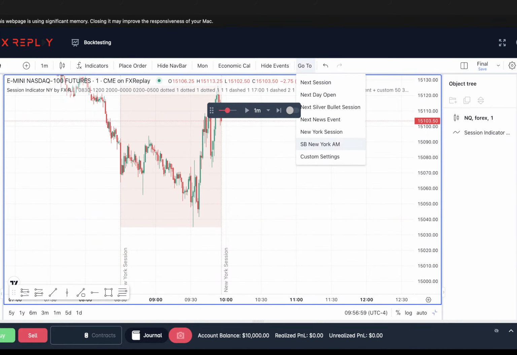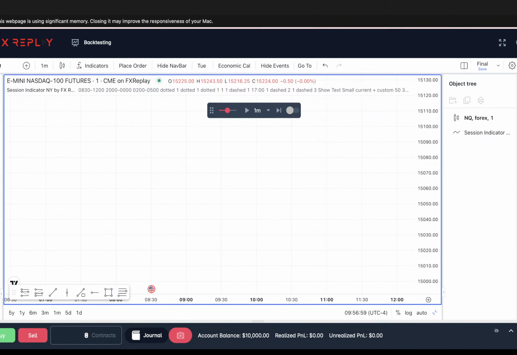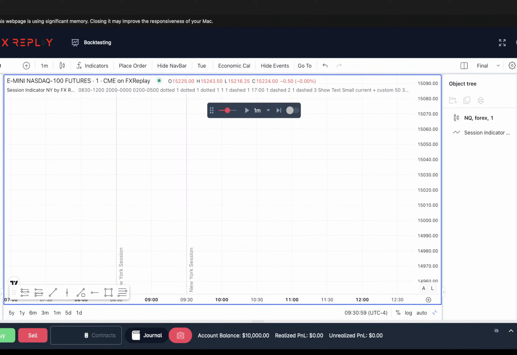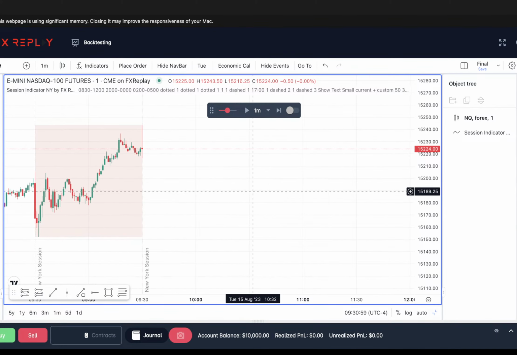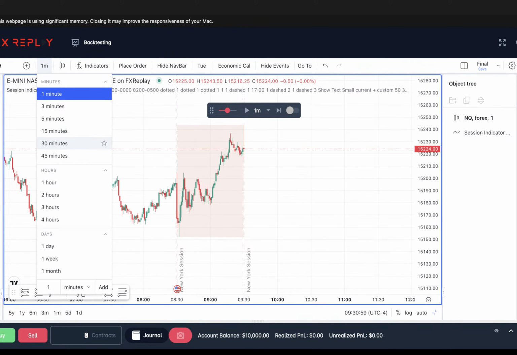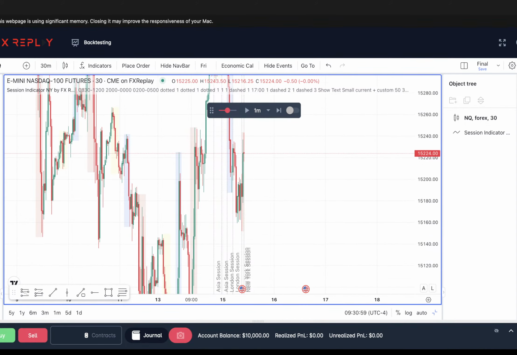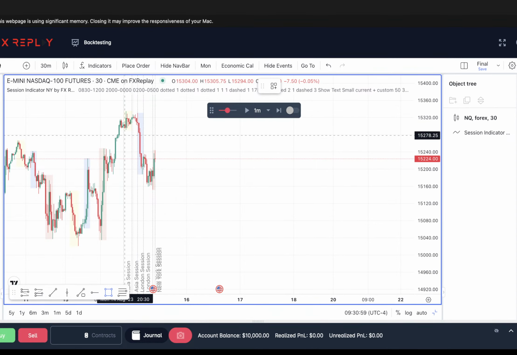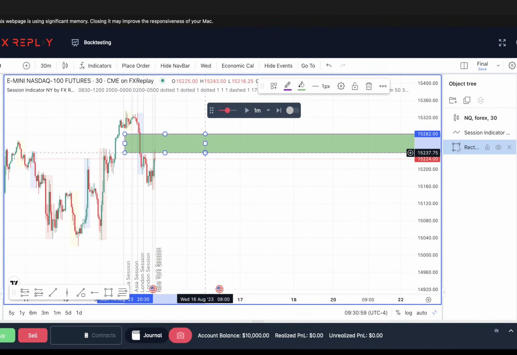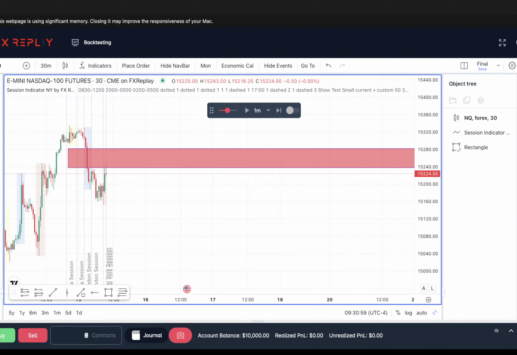Let's do one more. Next New York session. We'll see how I trade. I'm gonna try to trade on the 1 minute tomorrow. Let's go to the 30-minute chart. Okay, we do have a fair value gap that we're already into, which is lovely.